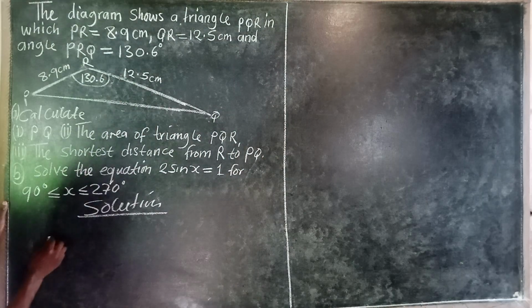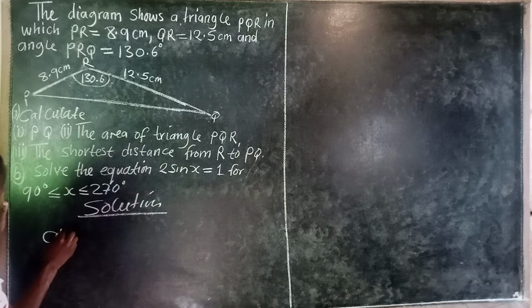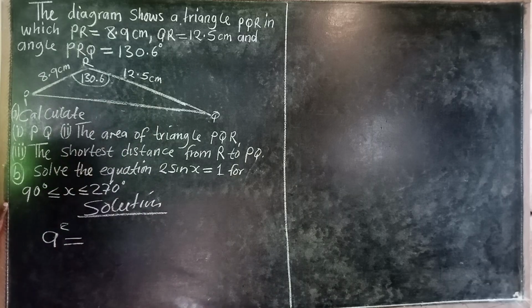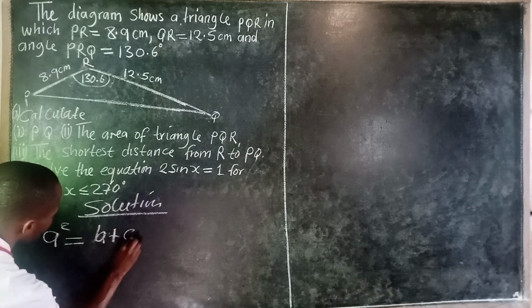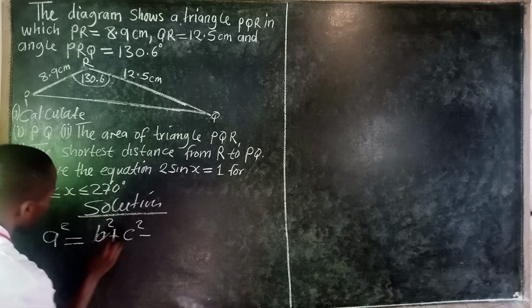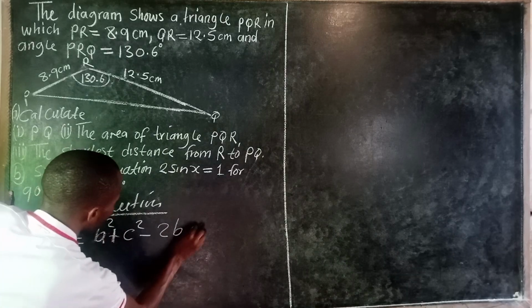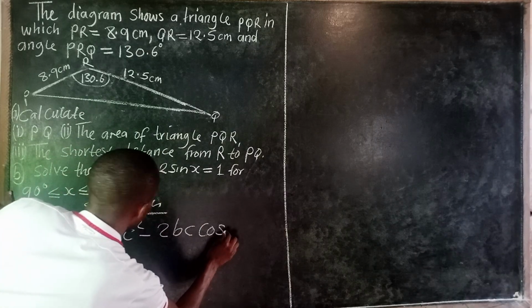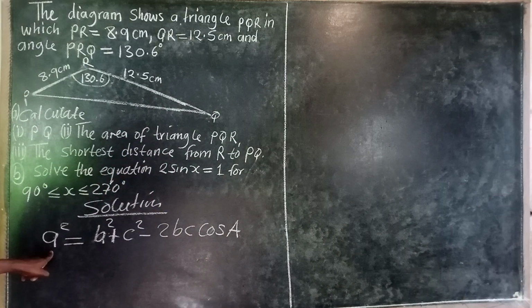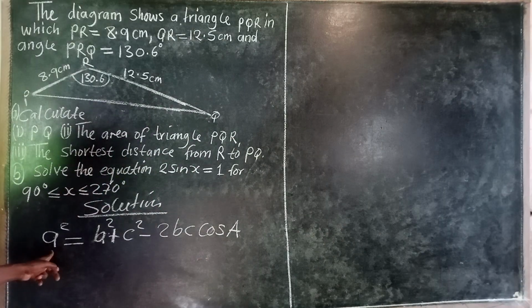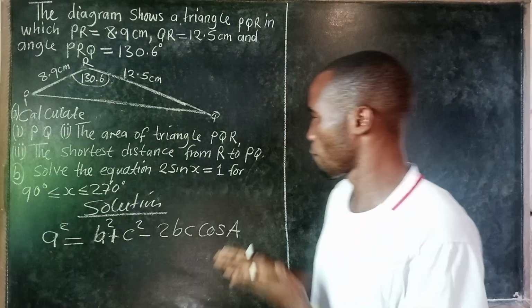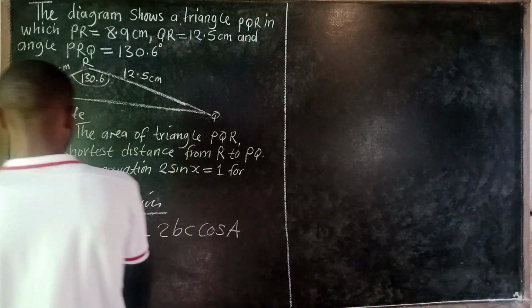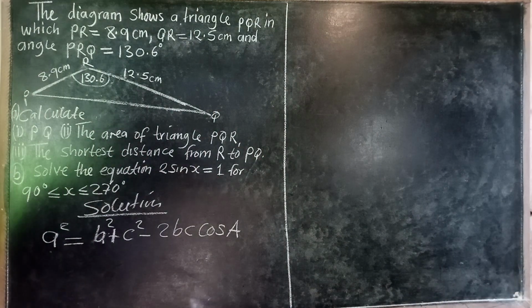So I would say the formula would be a squared is equal to b squared plus c squared, then minus 2bc cos A. Now this time you have to put the capital letter there. So this is the formula. This is the cosine rule. This is the rule we are talking about, the one that you are supposed to use. So a squared is equal to b squared plus c squared minus 2bc cos A.